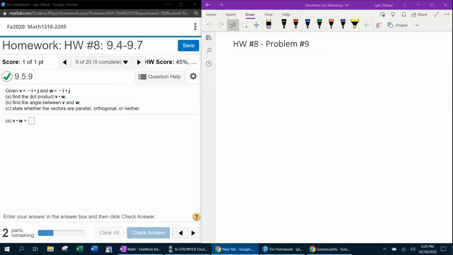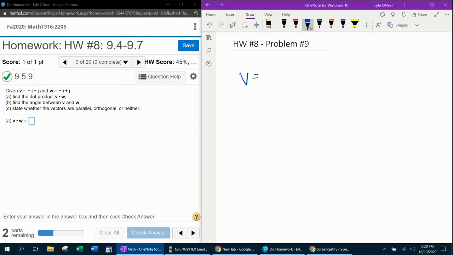Question number 9, version 2.0 from our 1316 homework number 8 in MyLab Math. Here we're given two vectors, v and w. They want us to find the dot product and the angle between the vectors and then state the relationship. So let's start by copying down these vectors.